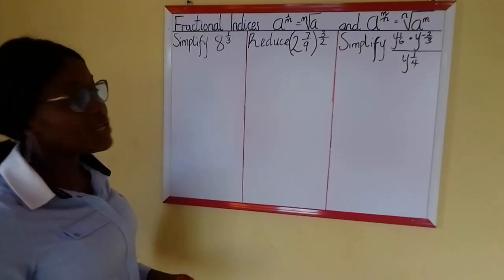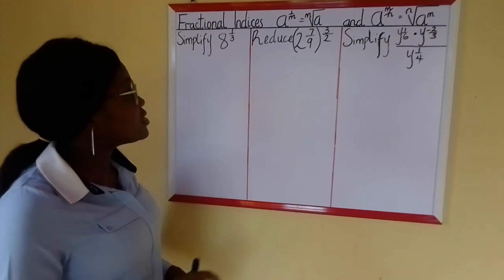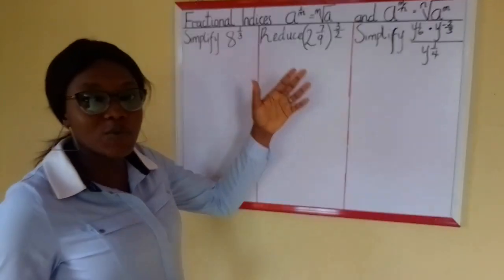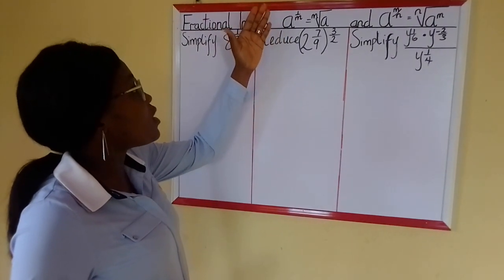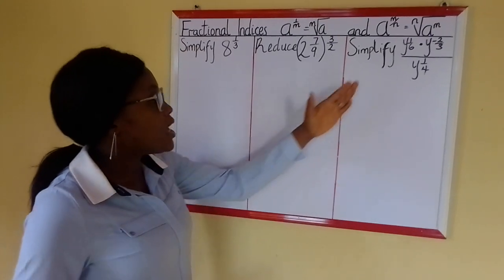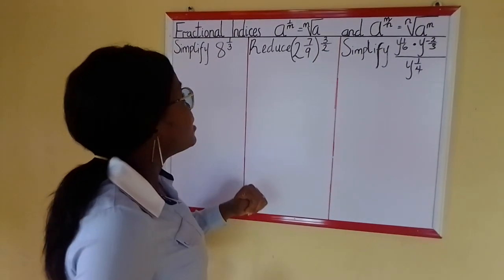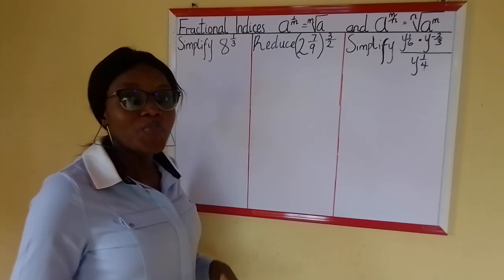Okay, let's talk about the remaining laws of indices. Here we have fractional indices. So we have two laws that we are going to combine today. We have a raised to power 1 divided by n, and we have a raised to power n divided by n.